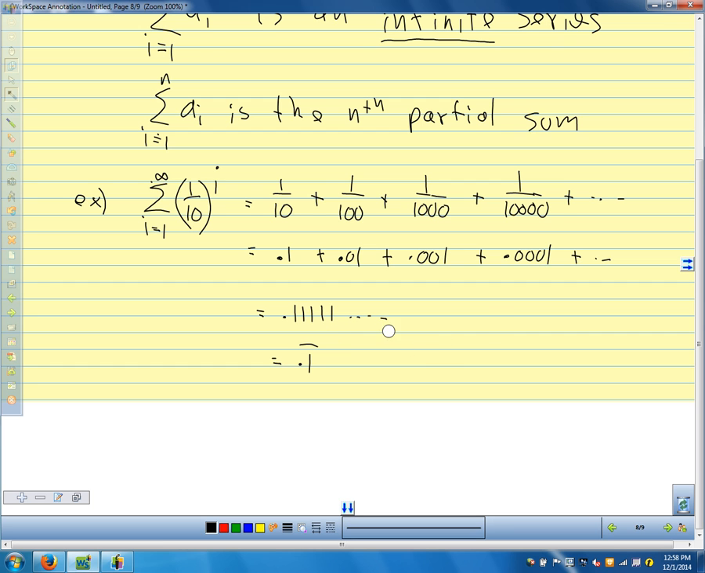Kind of an interesting idea. You can add up an infinite number of numbers and get a number that's actually kind of small. 0.111 is not really big. All right, questions there? Okay.